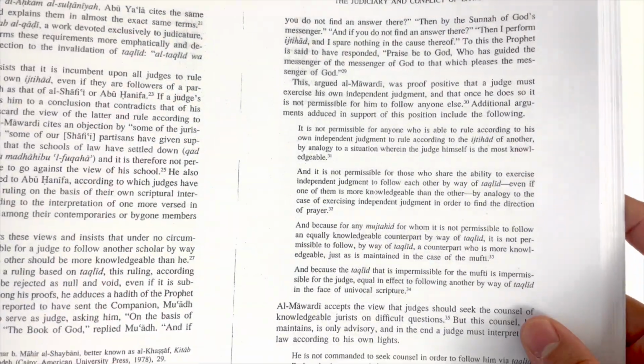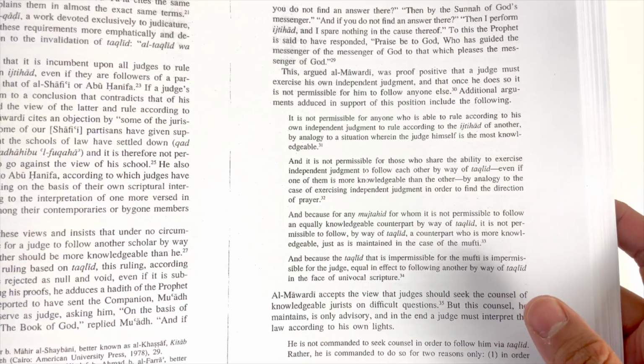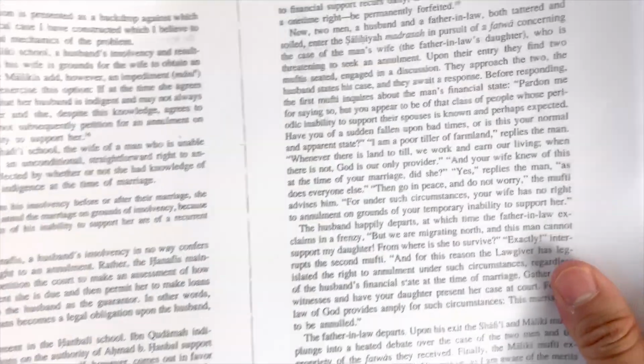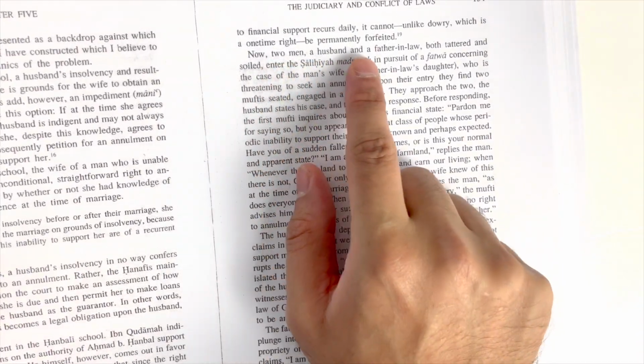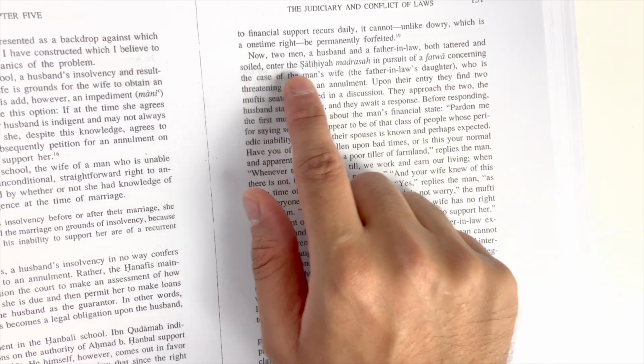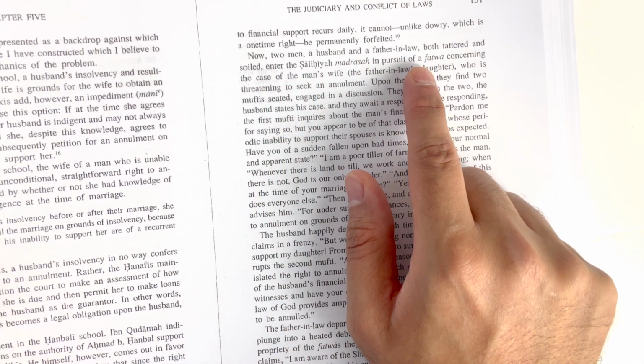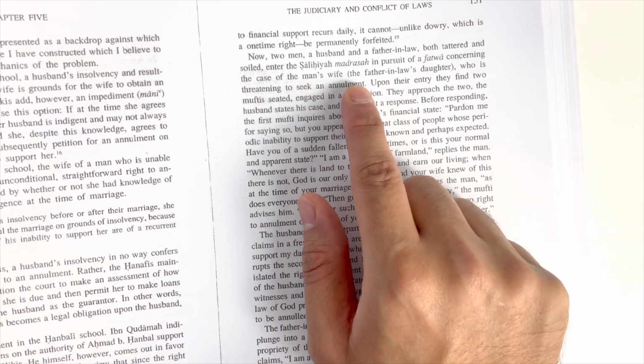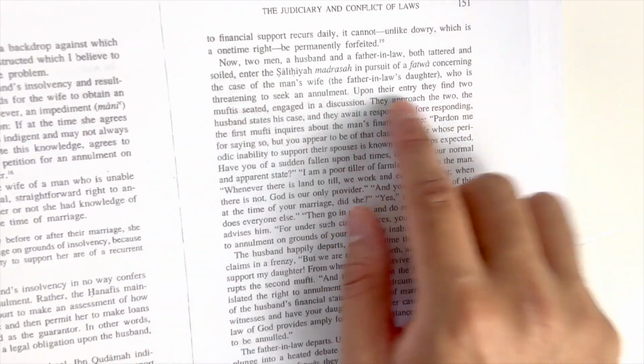He's saying that in fatwa we can dispute with one another, but once it becomes a legal ruling by a judge, you can't dispute it anymore. And this is given through a brilliant example by the author. He says, now two men, a husband and a father-in-law, both tattered and Salih, enter the Salihiyya madrasa in pursuit of a fatwa concerning the case of the man's wife, the father-in-law's daughter, who is threatening to seek an annulment.